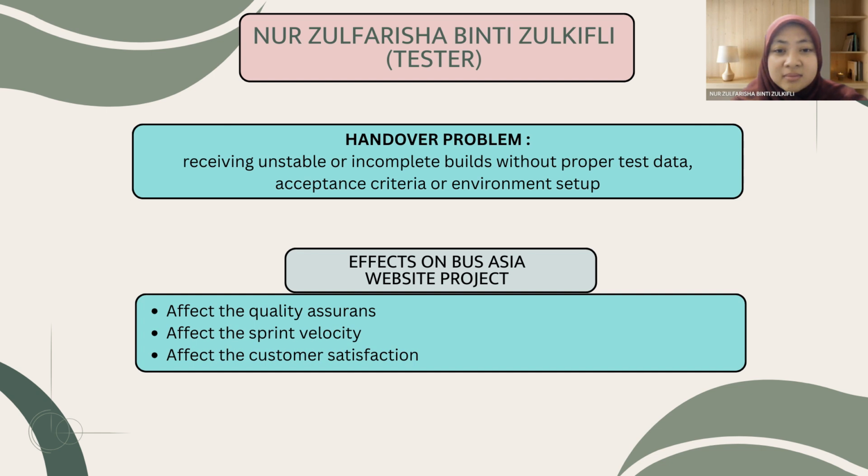Due to this handover problem, there will be several impacts on the Bus Asia website project. Firstly, it will affect quality assurance, as bugs may go undetected or be misreported. Apart from that, it also affects sprint velocity, because the tester can't complete validation on time. Lastly, it may also affect customer satisfaction because critical features may be released with defects. For instance, due to time pressure, the ticket booking flow of the Bus Asia website is released without two-route testing. As a result, users begin to report issues like incorrect seat availability and failed payment confirmation.